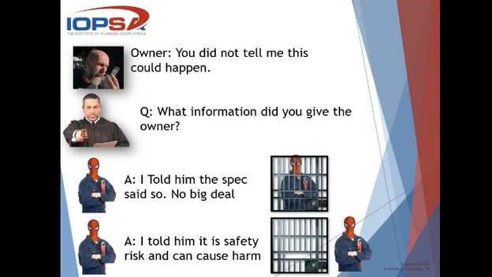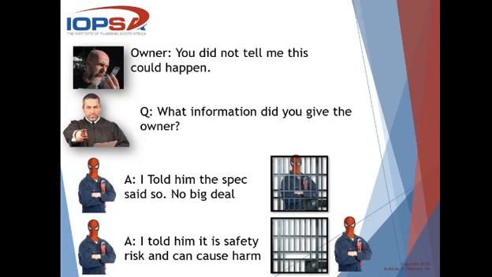So option one, I told him the spec said so. It's no big deal. In other words, what do you tell the homeowner at that point when you have to write the non-conformance notice? And the latest spec says so, it's not important. Is that what you told the homeowner? That means you will be liable. You will be guilty. And there's a reason I'm using this jail as the image. Can you go to jail? Just think about that for a moment.